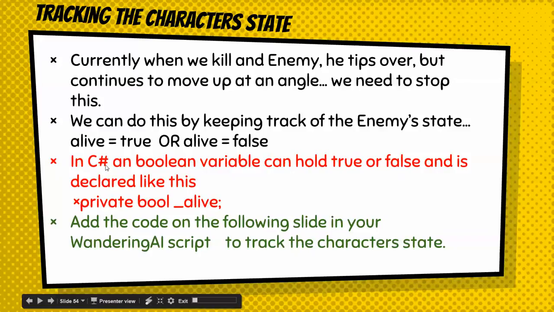Okay, so in C#, write this down. A Boolean variable can hold true or false and is declared like this: private bool alive. So unlike Java, it's not Boolean, it's bool. Okay, so add the code on the following slide in your Wandering AI script to track the character's state.